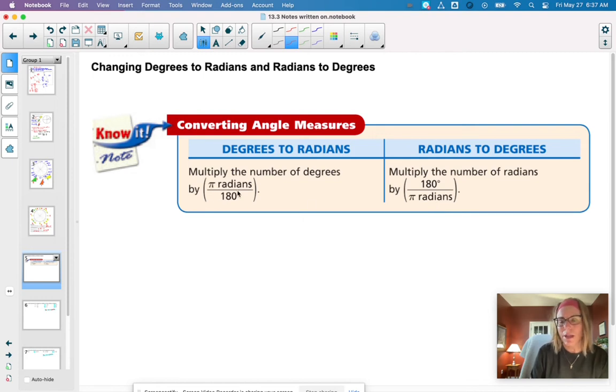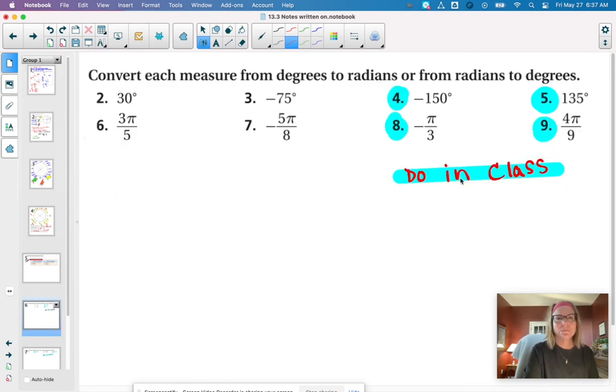It says pi radians because when you go from degrees to radians, it's going to be in radians. And here we're starting with radians. So if we're dividing by radians, the radians are going to cancel. That's the purpose. Let's do an example.